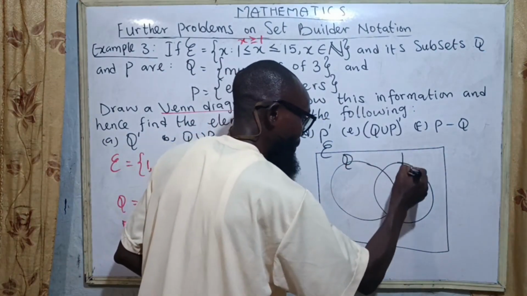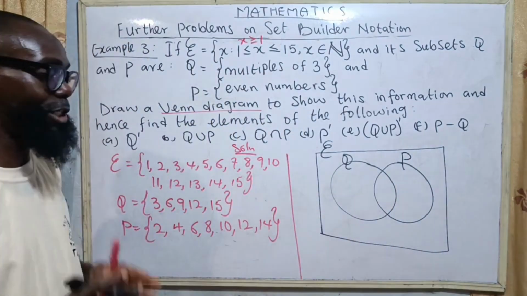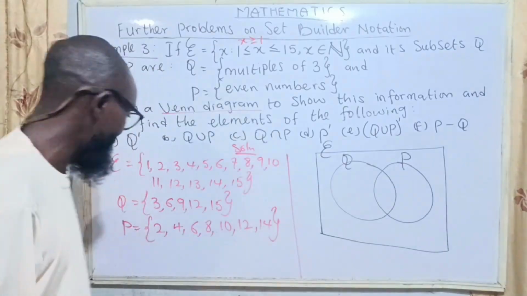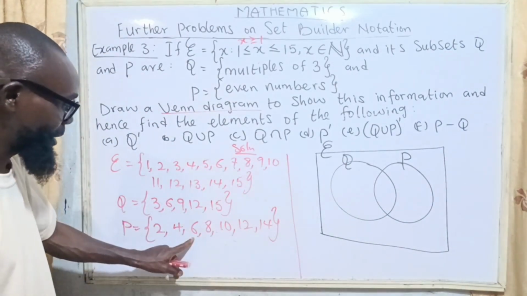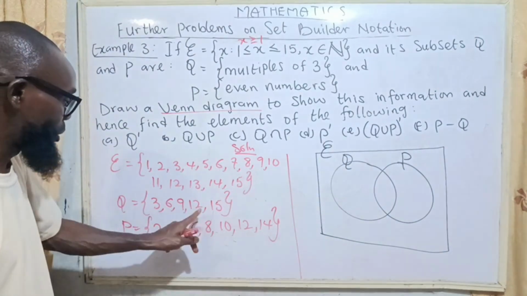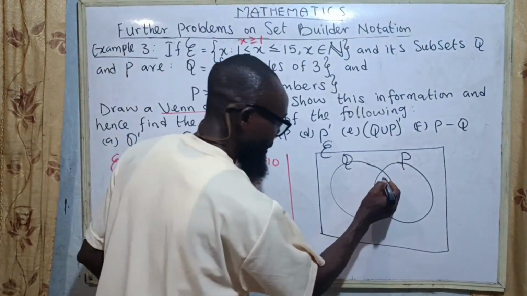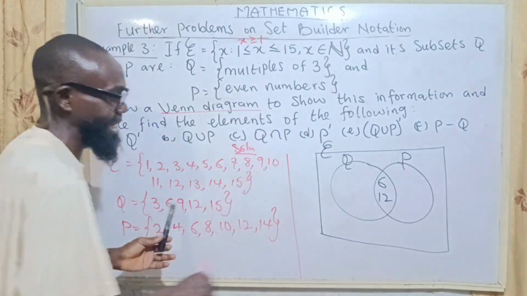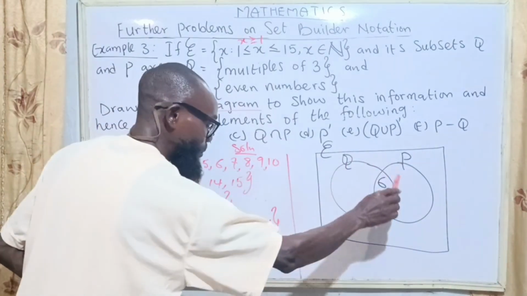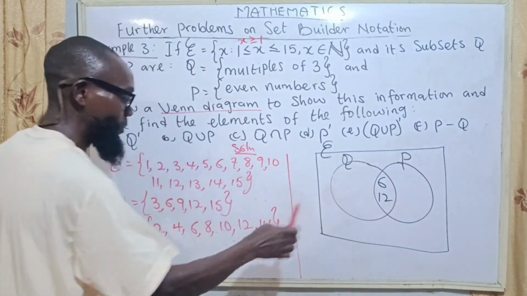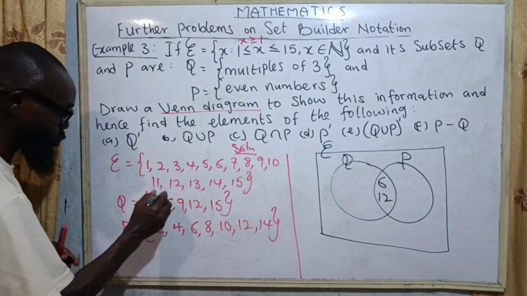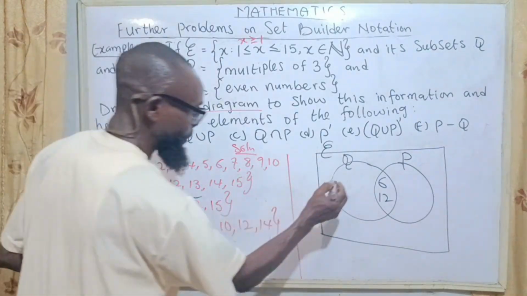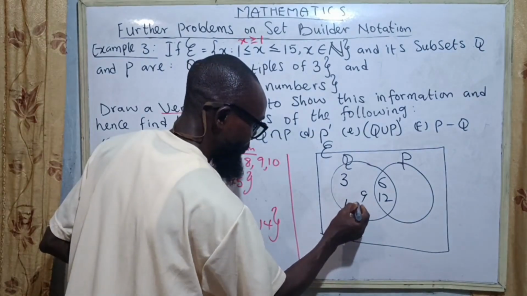Q and P. Now the first thing you deal with is, what are those elements that can be found in Q and P? In Q and P we have 6 and 12. Okay, when you now remove from Q, look at my hand, it means taking 6 and 12 out of Q. If you remove 6 and 12 from here, what remains? 3, 9, 15.